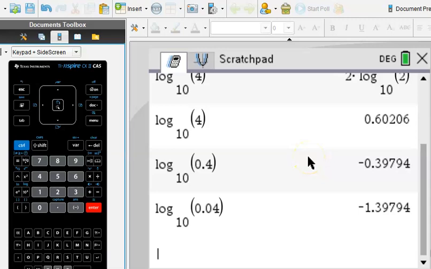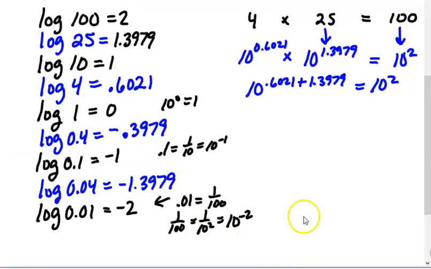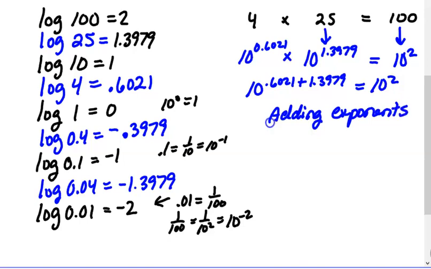Well, if you look carefully at 0.6021 and add that to 1.3979, so 0.6021 plus 1.3979 equals 2. Okay, so the exponents add. It should not be a shock, but it's just a weird one to see. Okay, so we can add exponents. So let's think about adding exponents. We added 0.6021 plus 1.3979, and we got 2.